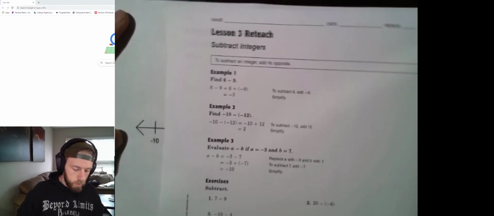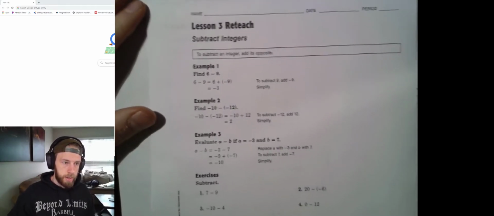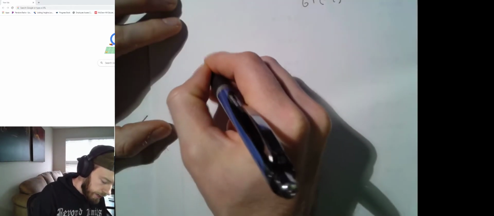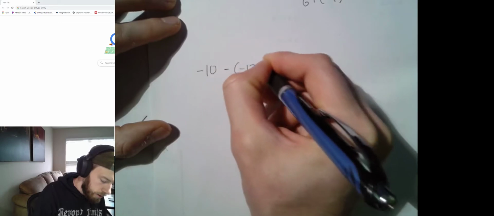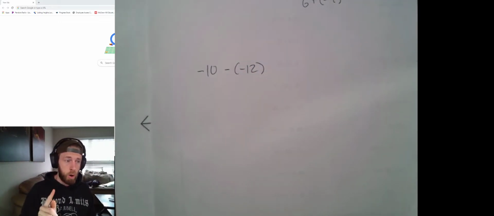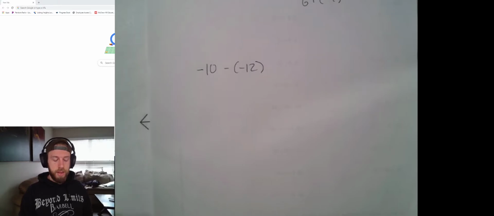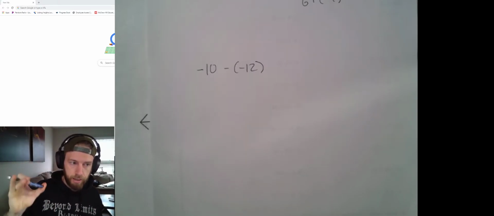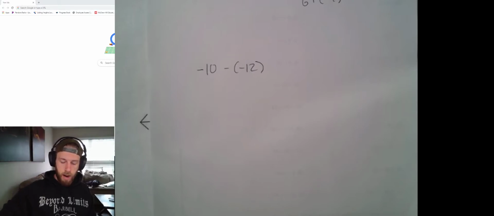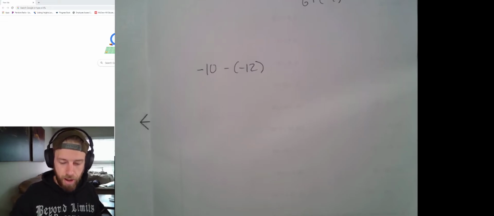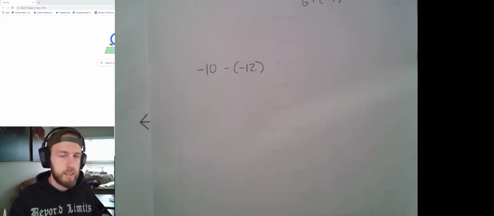Now they get a little bit more difficult. On your reteach page here, we do have a problem here. Example number 2 is negative 10 minus negative 12. Now this one looks a little crazy. We're going to take a little time on this one. Negative 10 minus a negative 12. There's a couple things going on in this one. First of all, you're starting at negative 10. Okay, so we're already down in the negatives. And then it tells us to subtract a negative 12. Now, I know I've talked to you guys about this year, and I hope you remember this. We have talked about double negatives this year and what double negatives mean.